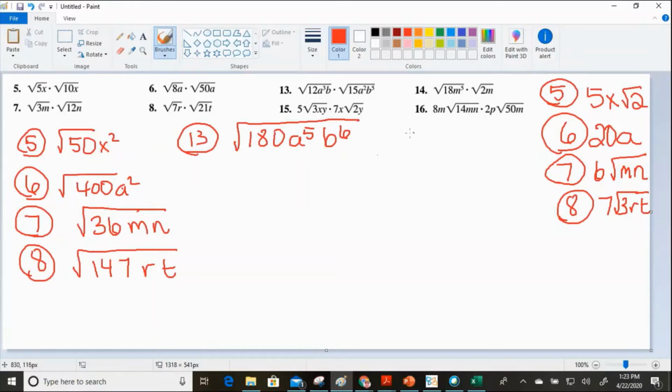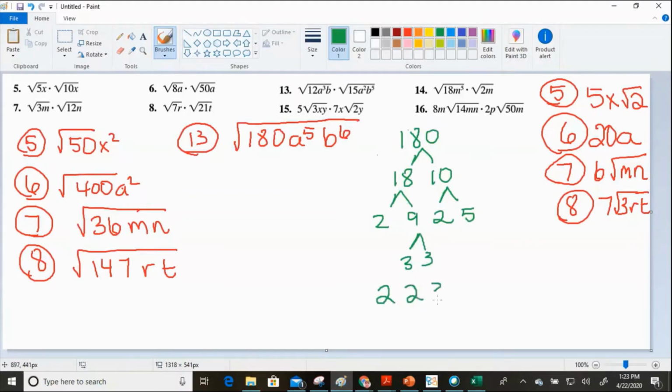So I will draw my factor tree to figure out what that is. Let's see. Okay, down to prime. We'll do 2 times 9. And then that is 3 and 3. Okay, so I'm ready. I have a 2, I have a 2, I have a 3, and a 5. Circle my set, and I'm ready.